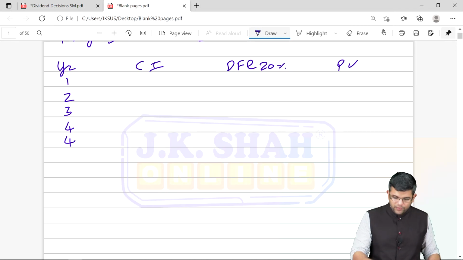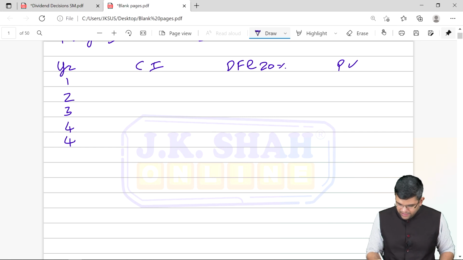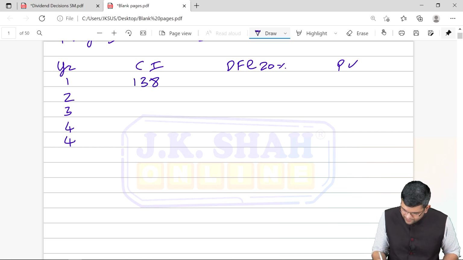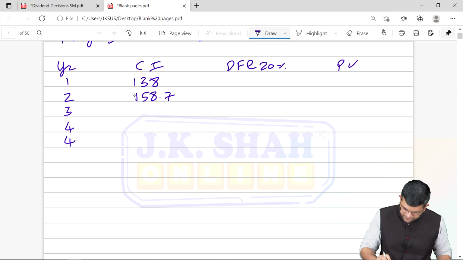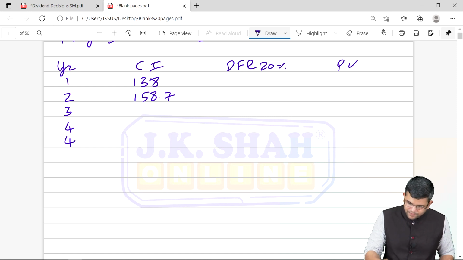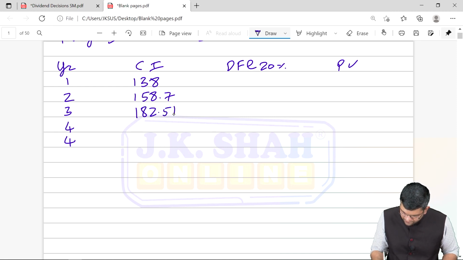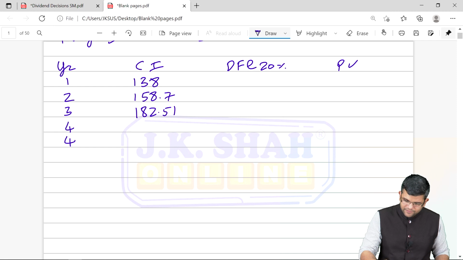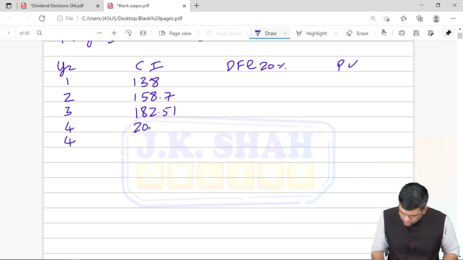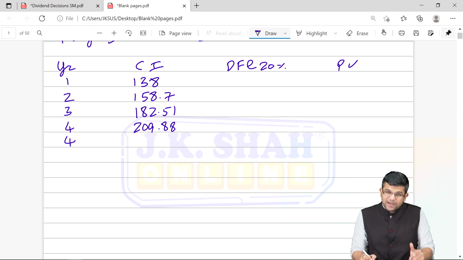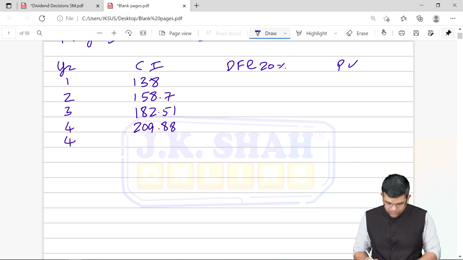So children, 120 plus 15%, 138 will be D1, plus 15%, 158.7 will be D2, plus 15%, 182.51 will be D3, plus 15%, 209.88 will be D4. So till here 15% per annum is the growth rate.